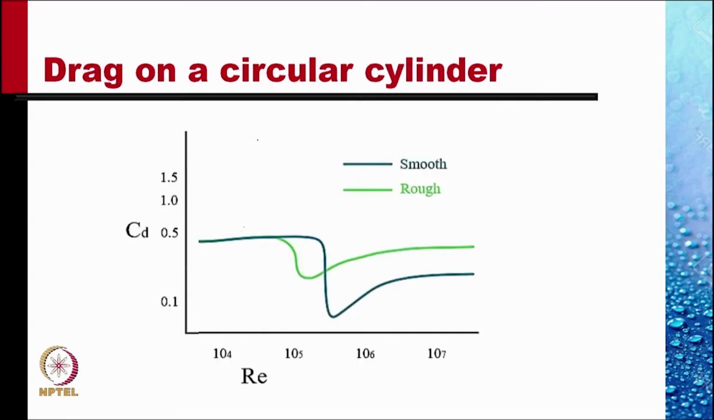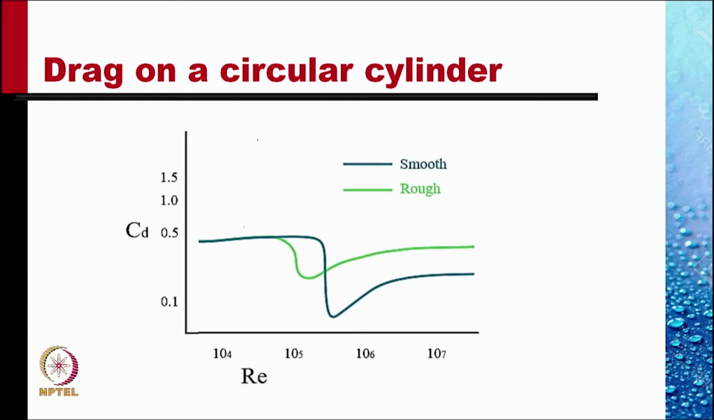This graph shows the variation of the drag coefficient, which is defined as the drag force divided by 1/2 rho V naught square times the frontal area of the cylinder. And we see that on a smooth cylinder, the drag coefficient is constant at about 0.44 till a Reynolds number of about 5 into 10 to the power 5, and then it drops suddenly to a lower value.